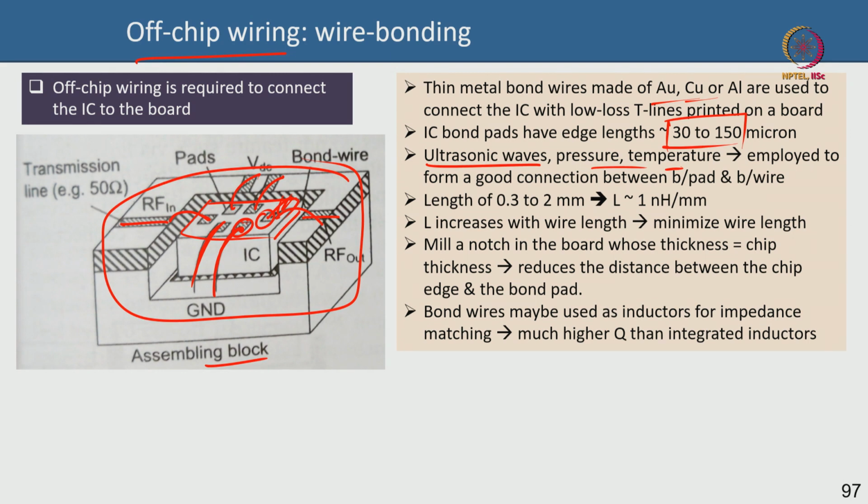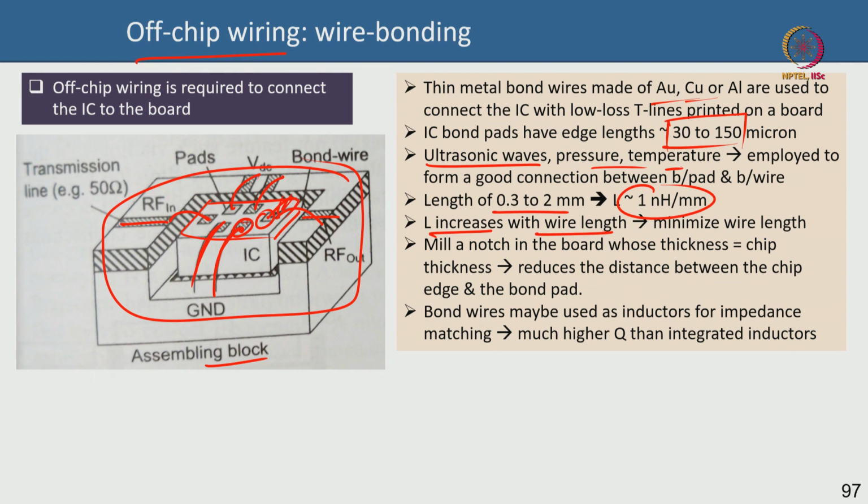Okay. Typical length of wires are about 0.3 millimeter to 2 millimeter. Okay, I am talking typical, and they introduce inductance in the range of 1 nanohenry per millimeter. That's the inductance that these wires will introduce. Okay, with longer wire length your inductance will increase, that is very obvious. So that's why people try to minimize the bond wire length.